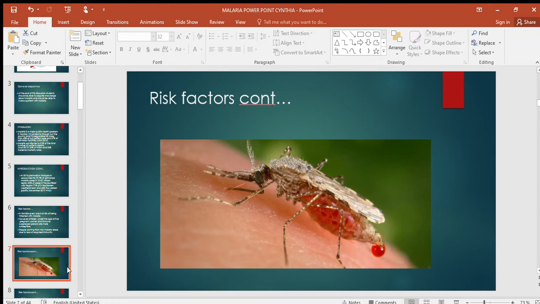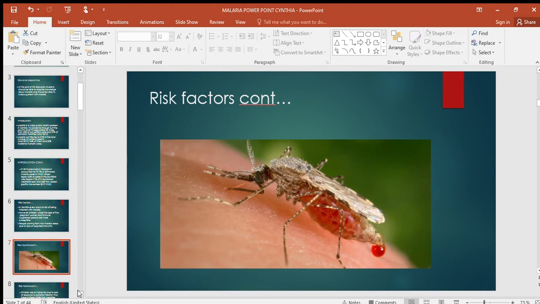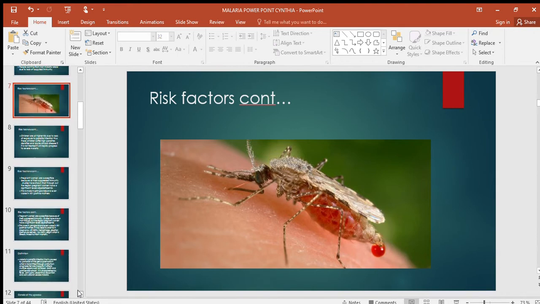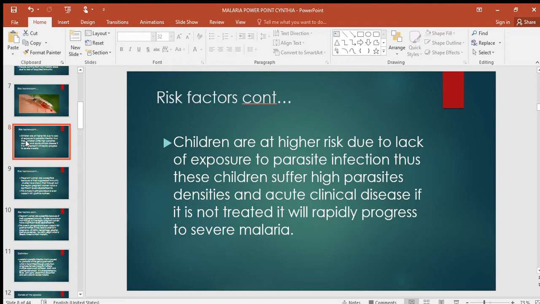In this picture, we are able to see a mosquito biting an individual. What it's doing is injecting sporozoites into a person's body while it's sucking out the blood. It may also be sucking out the gametocytes of the parasites. Let's continue looking at the risk factors.